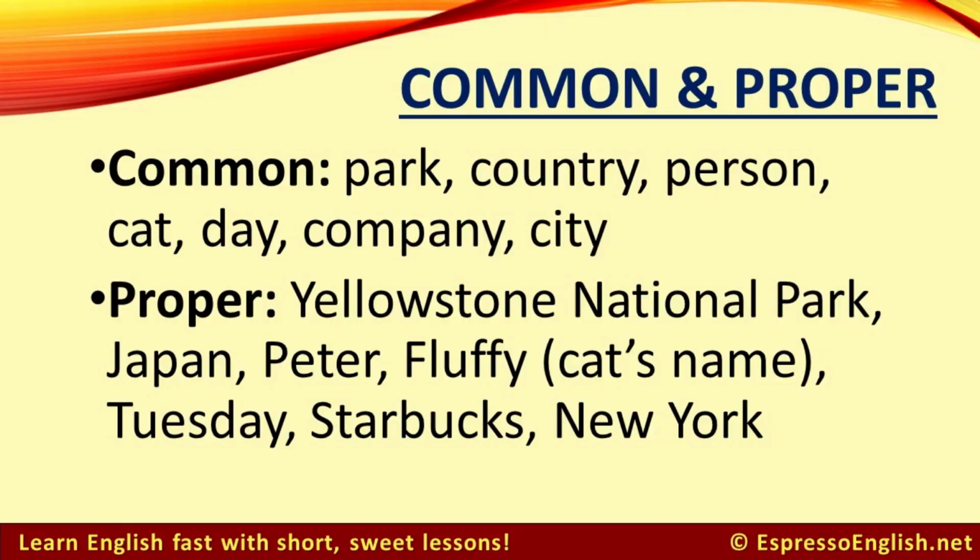Okay, let's see what different types of nouns we have in English. The first two categories are common nouns and proper nouns. Common nouns are general words for things like park, country, person, cat, day, company, and city. Proper nouns are specific names like Yellowstone National Park, Japan, Peter, Fluffy, if that's my cat's name, Tuesday, Starbucks, or New York. We always capitalize the first letter of proper nouns.